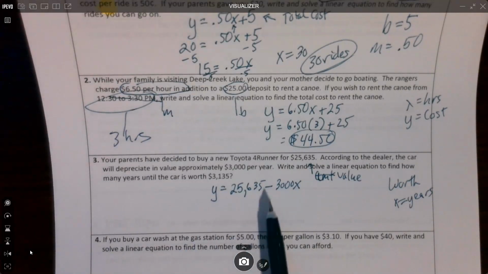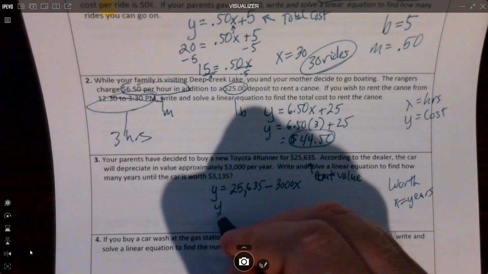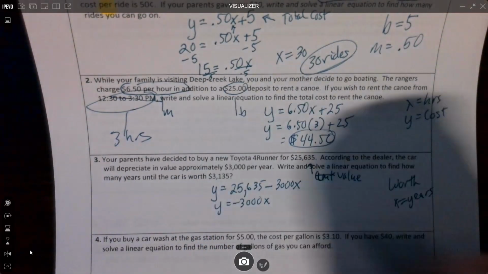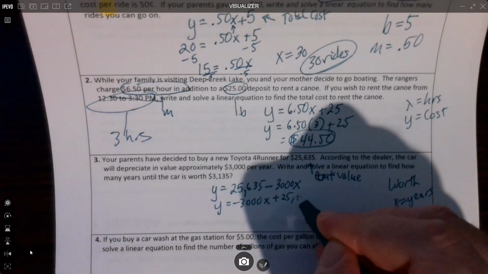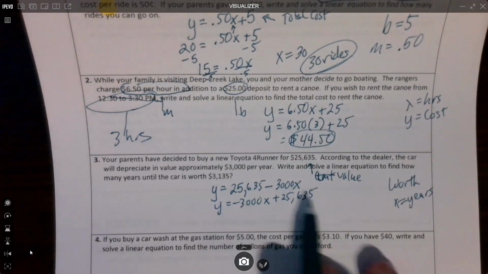All right, so it starts off at 25,635, and it's taking away 3,000 per year. So if I were to rewrite this so it's in mx plus b, it's dropping 3,000 per year, and you started off at 25,635 because that's the start. Okay, so I just rewrote it.